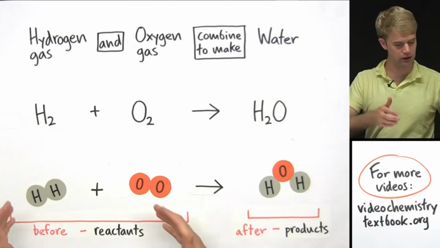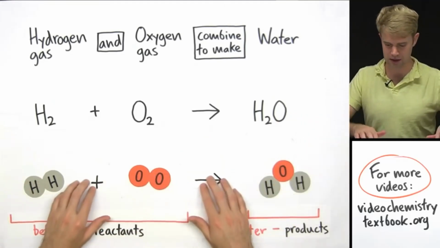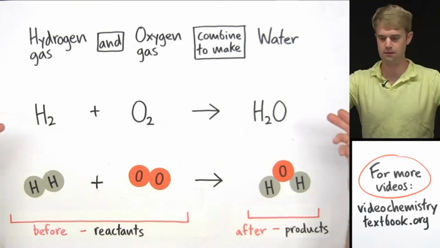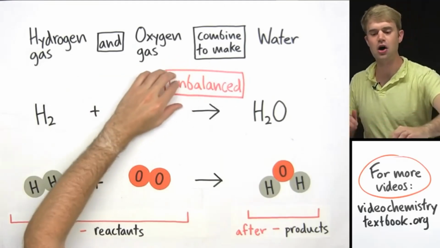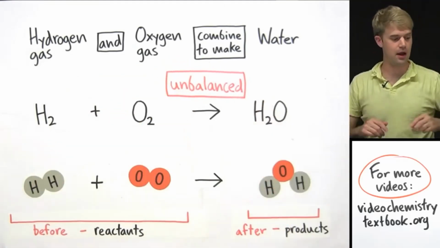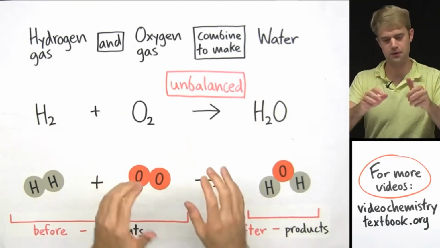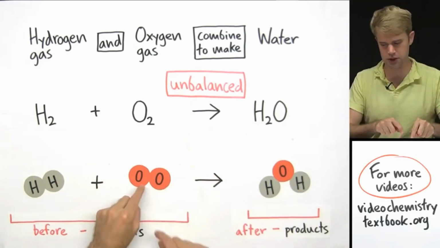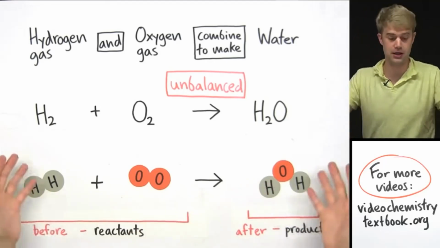Okay, so take a look at this equation and these atoms here, and think about this. Is this equation balanced the way it's written here? And the answer is no. It is unbalanced. Here's why. I've got 2 hydrogens here and 2 hydrogens here. So the hydrogens do balance, but the oxygens don't. I have 2 oxygens here and only 1 over here. So this equation is not balanced as it's written.